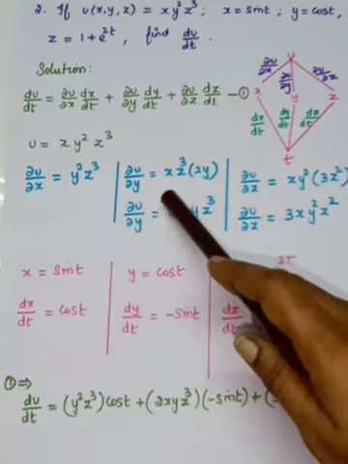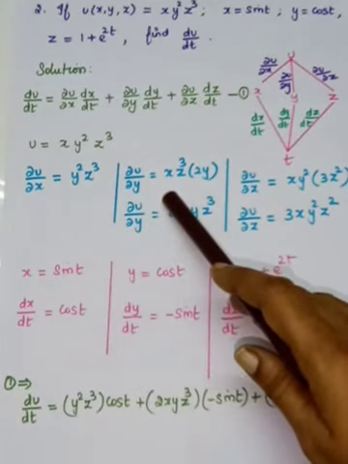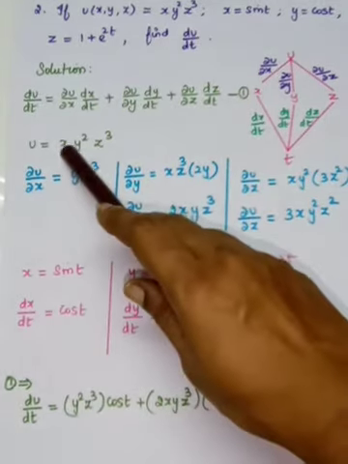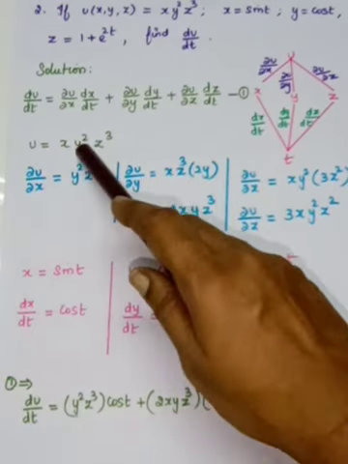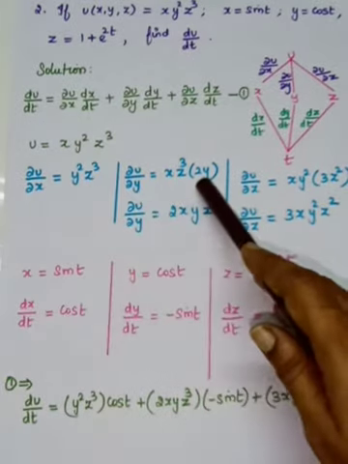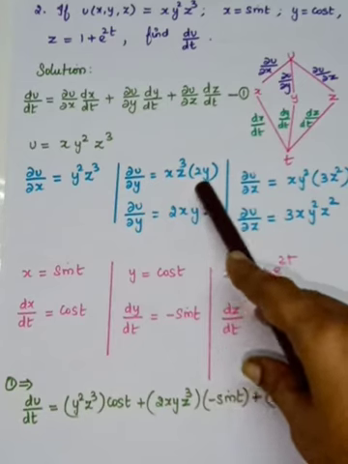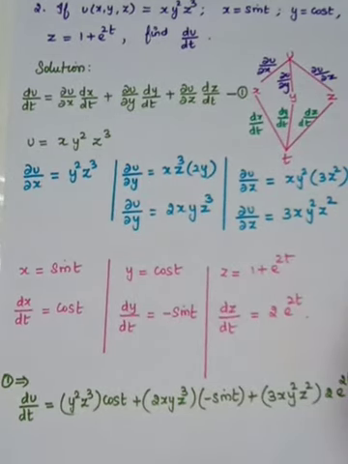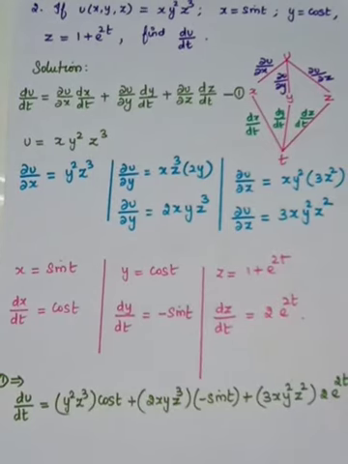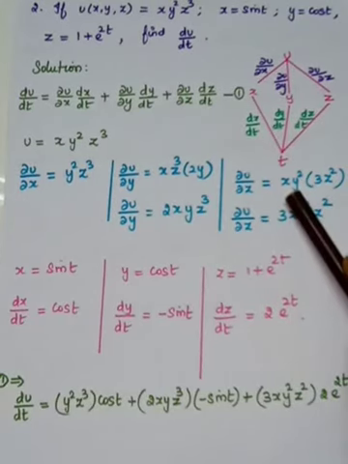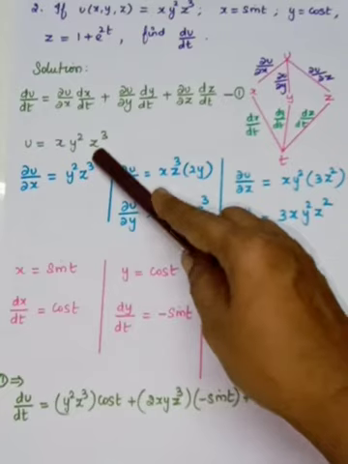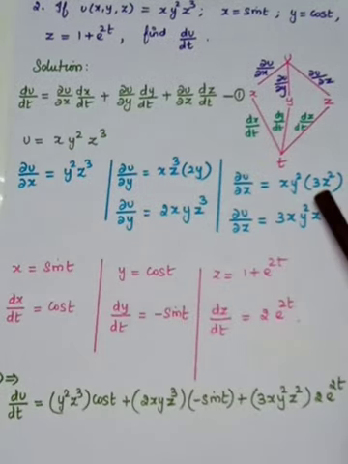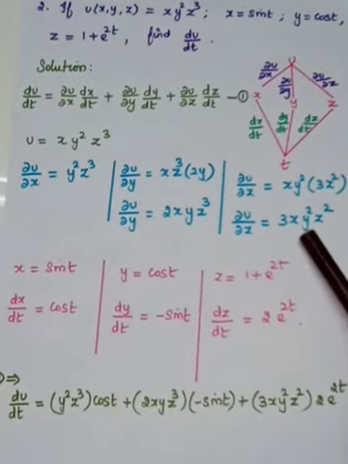And come to the next one, ∂u/∂y. x and z are constant, so x z³ is a constant. Here you have y². The differentiation of y² is 2y with respect to y. And the next one, what is it? ∂u/∂z. What are constant? x and y are constant, so it is written x y². And what is remaining in the problem? z³. The differentiation of z³ is 3z². So if you simplify, you will get.